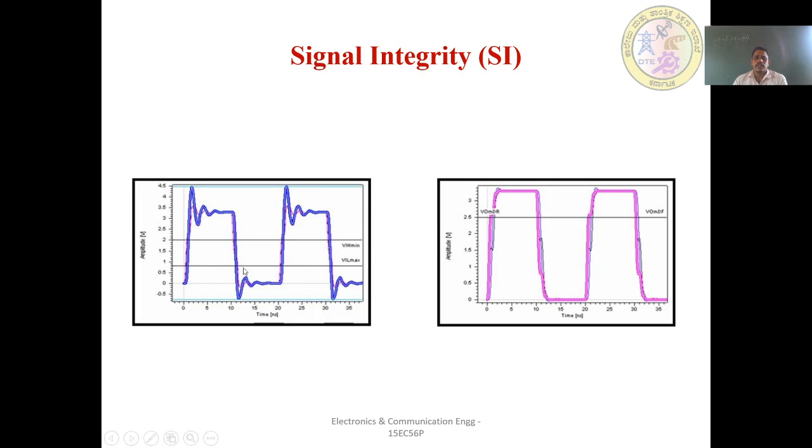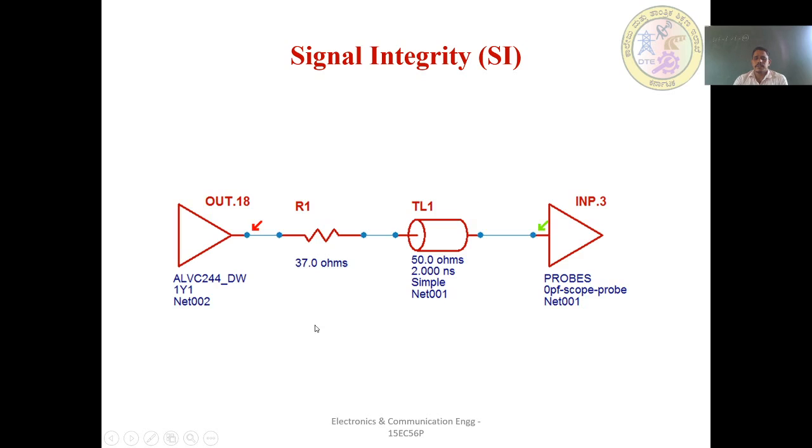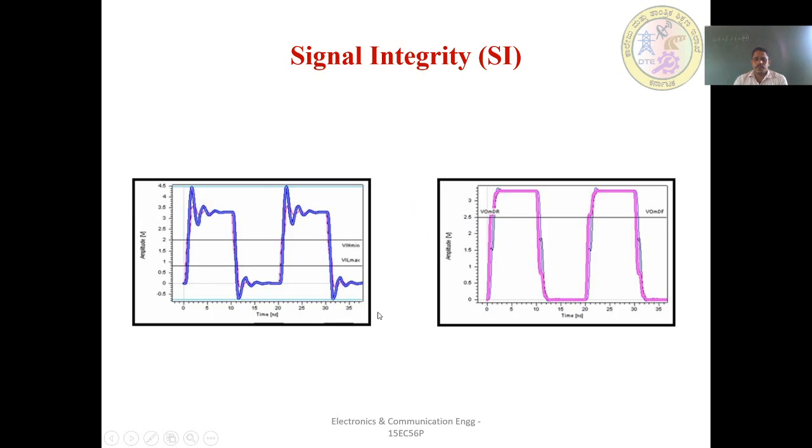This is the signal at the destination end. Here, we have to insert a series resistance, a termination resistance, at the source end. Now we are inserting a 37 ohm resistor in order to match the impedance of the driver. The driver impedance has to be matched to the transmission line impedance in case of impedance matching or in case of signal integrity analysis. After inserting the 37 ohm, the signal looks perfect.